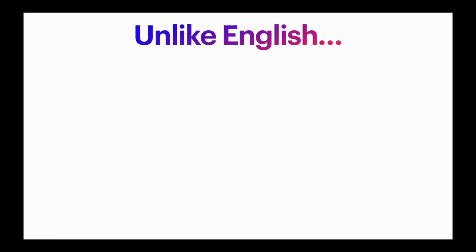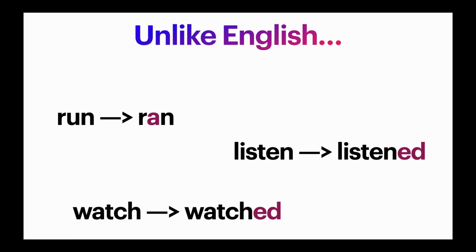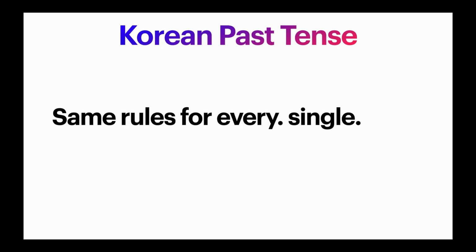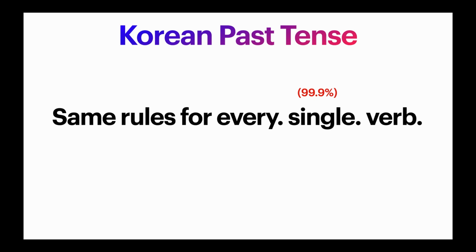Now, unlike English, in which run becomes ran in the past tense, and listen, you just add ed and it becomes listened, and similarly, watch, you just add ed, but it's not pronounced watched, it's pronounced watched, like with a T. Korean follows the same rules for every single verb. Well, like 99% of the time. There are some irregularities, but even those follow particular rules, and once you've memorized those rules, you'll be set on how to conjugate verbs in both present and past tense. And once you've learned the grammar pattern for future tense, you'll be able to put a verb in any tense just from seeing its dictionary form.